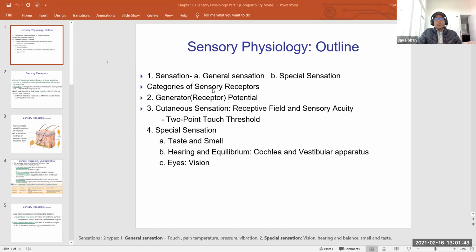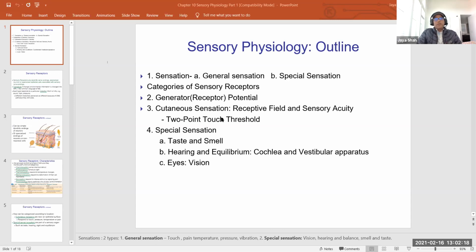Then we'll talk about categories of sensory receptors. Sensory receptors are of several types based on what kind of stimulus they perceive and transduce. And then receptors produce receptor potential, meaning action potential produced by the receptor. That is also called generator potential. We will talk about how your receptor produces the potential or action potential.